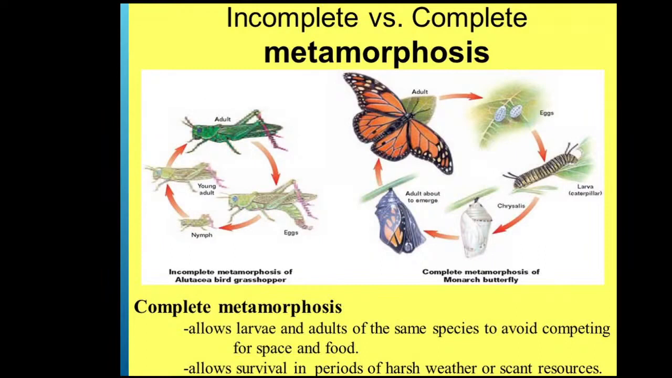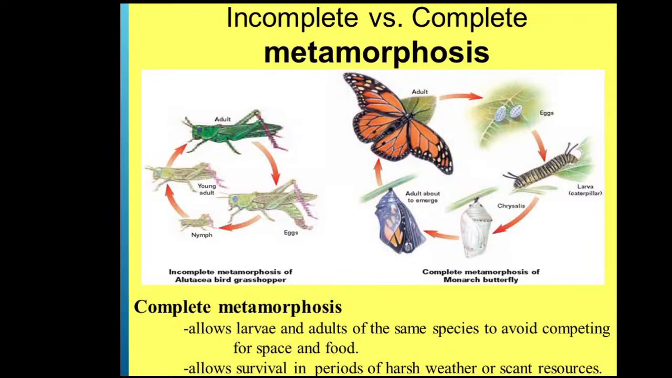So, for all Insecta, indirect development is characteristic. Indirect development is development with a larval stage or metamorphosis. There are two types of metamorphosis which are characteristic for Insecta: incomplete and complete metamorphosis. The incomplete metamorphosis includes three stages: egg, larva or nymph, and adult.